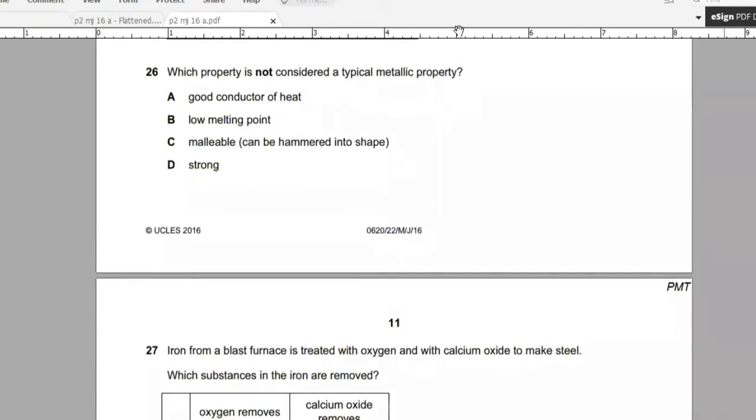26. Which property is not considered a typical metal property? So which one is not considered a metallic property? Metal is always a good conductor of heat. It is a correct statement. And malleable is also a correct statement. And metals are strong, but metals don't have a low melting point. Metal is supposed to have a high melting point. So that is why the incorrect statement is this. So the answer will be option B.